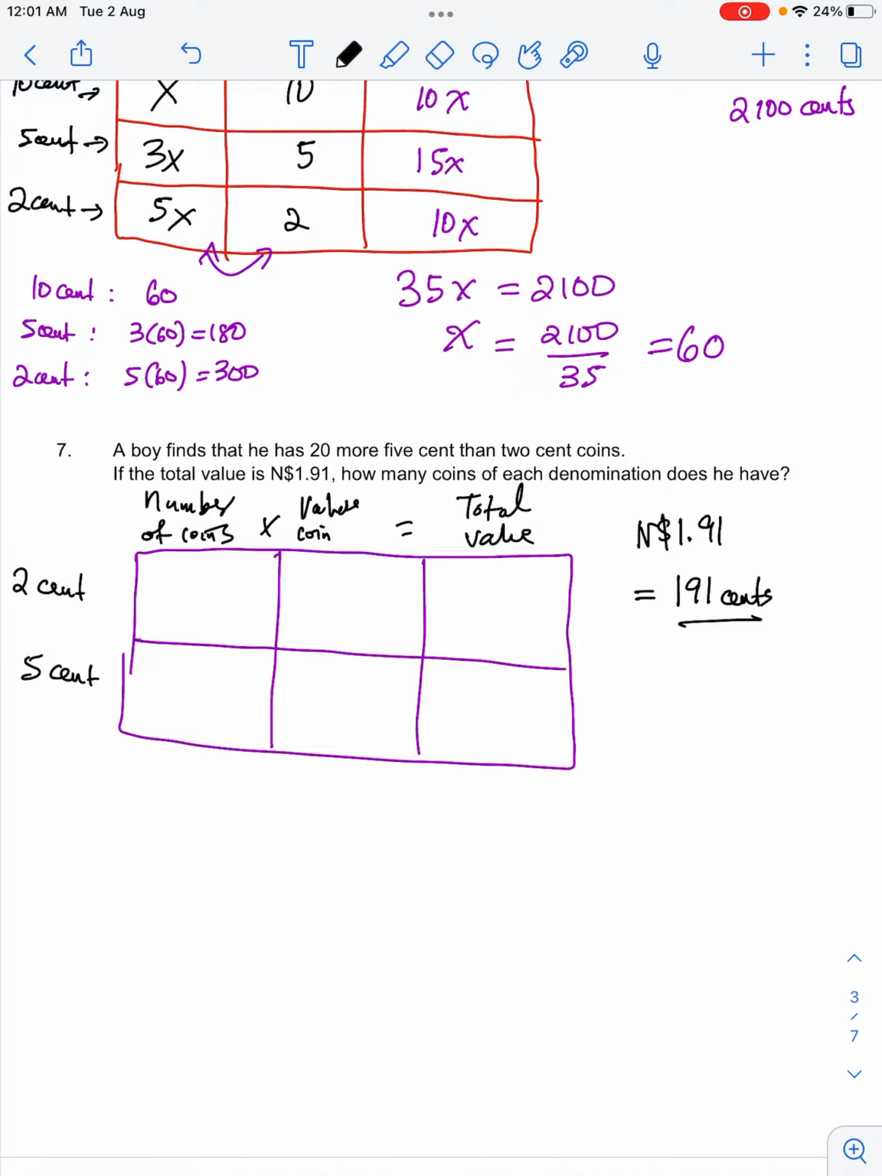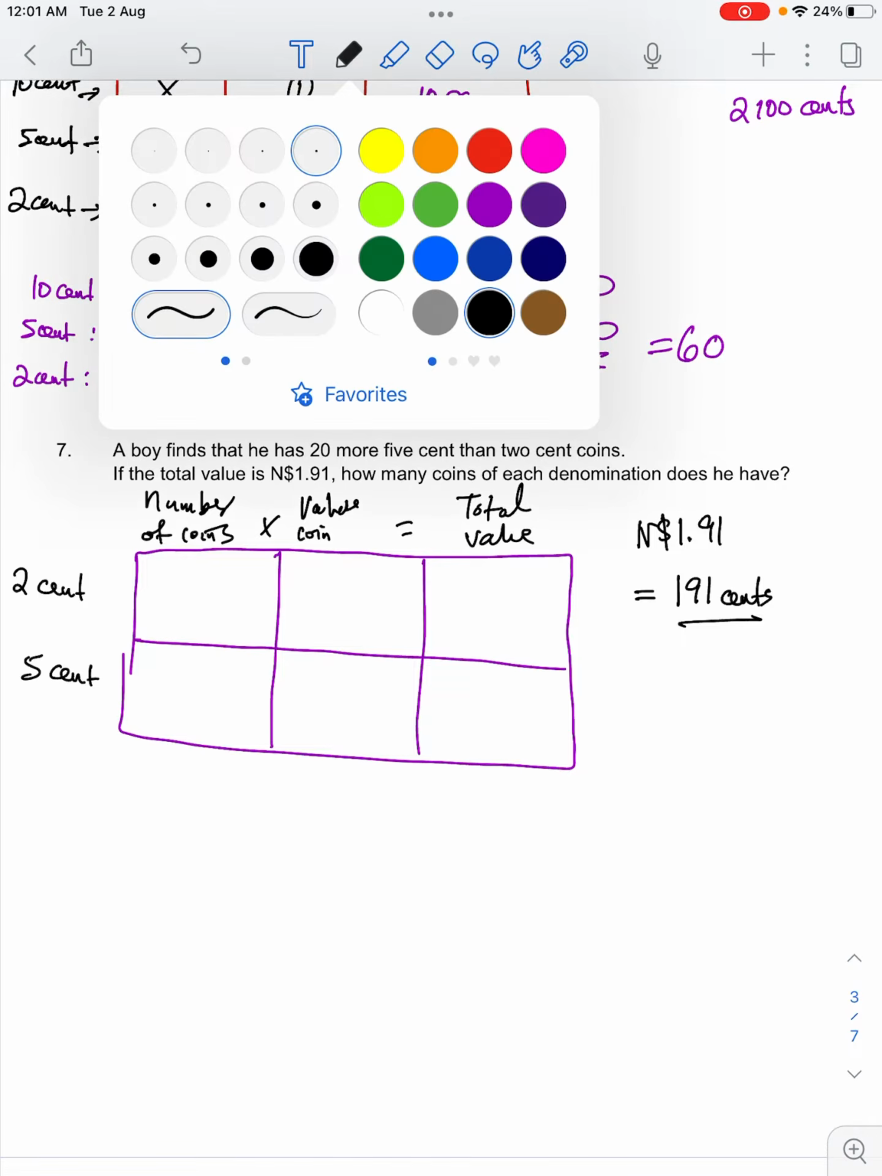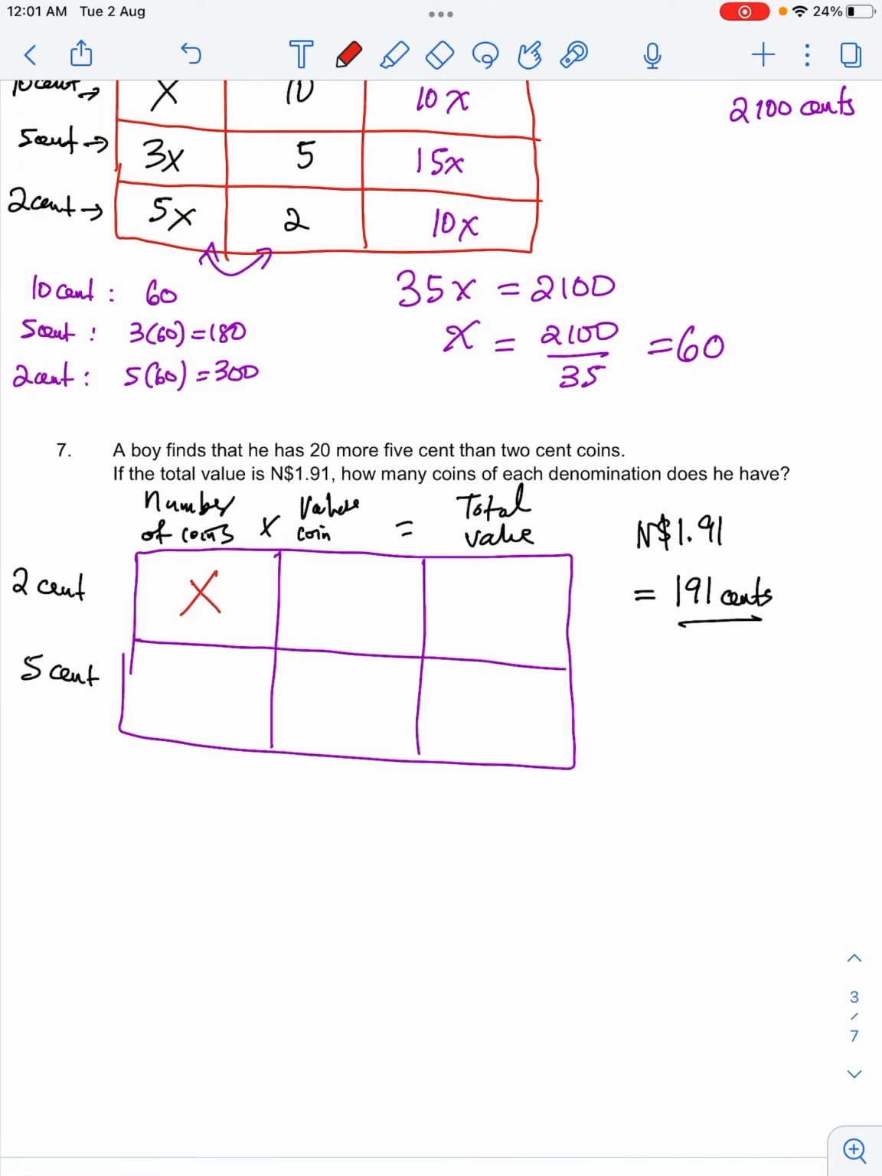So first of all, the 2-cent coins, we don't know. So let X represent the 2-cent coins. And we know that you have 20 more. So 2 cents, this is 2, okay, the value of the coin. And then the second part, we have got 20 more 5 cents. So 20 more, that is X plus 20. And this is 5 cents.